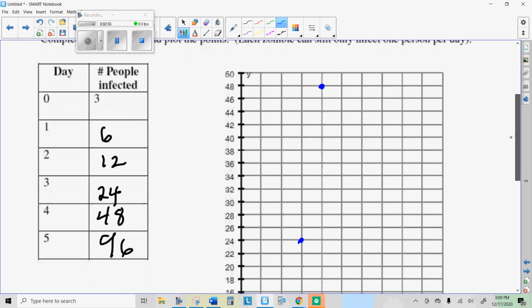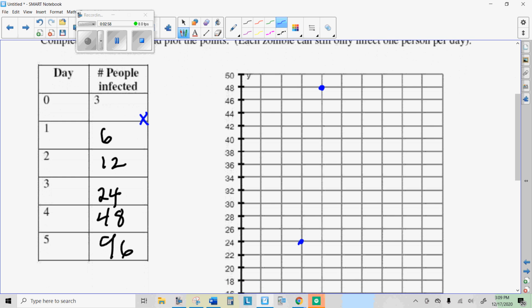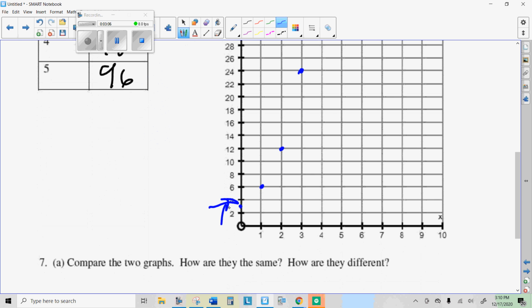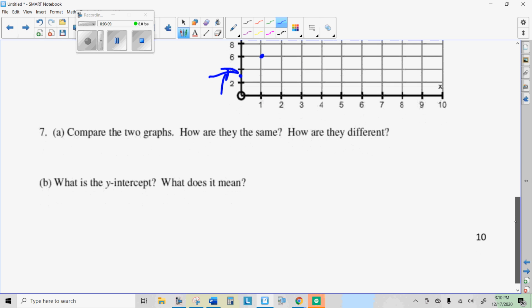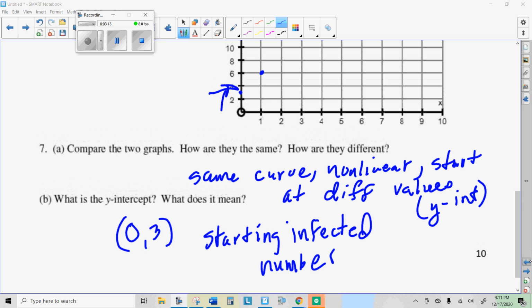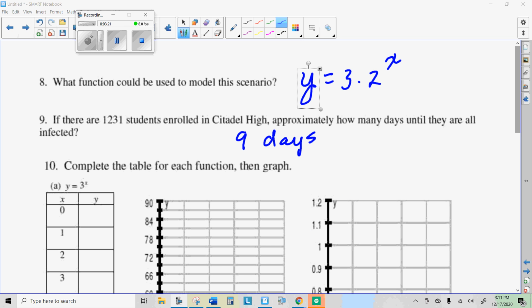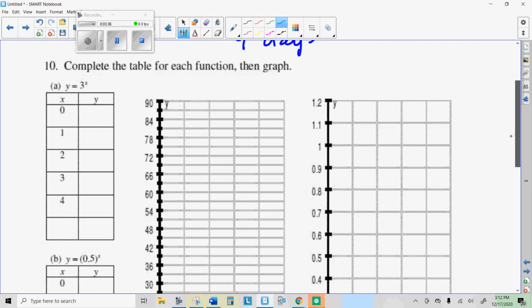So here's what your table should look like. You should notice that we're doubling again. And the graph kind of looks the same, except that it just starts a little bit higher. Go ahead and fill in the next few questions. So here's the function that describes that situation. Instead of starting at 1, we started at 3, but we're still multiplying by 2. You're going to fill in these, and I'll just show you how to do this.